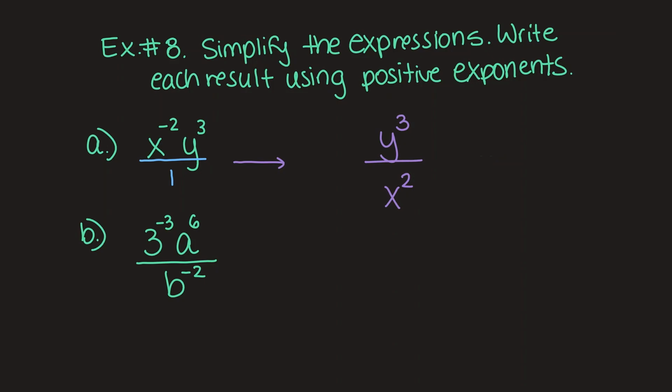Then for the second expression, the base of 3 and b are raised to a negative exponent, so we will need to flip these. So the a to the 6 stays in the numerator, and the 3 will flip and the exponent becomes positive. And the b will flip also and go to the numerator and make the exponent positive. So this simplifies to a to the 6th power times b to the 2nd over 27.